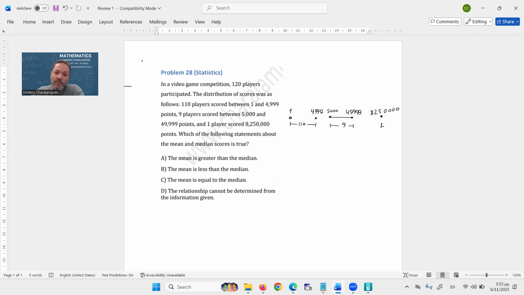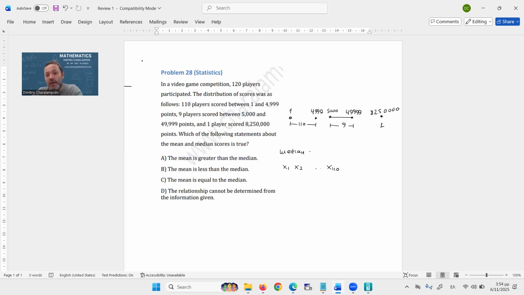Well, let's see. Let's begin with the median. We know that in the median, we need to follow a specific pattern. We would put the values, the scores in this case, in order, and then we would start crossing out. So at first, we would have the first 110 scores from 1 to 4,999.